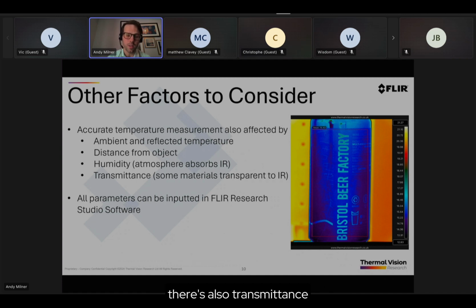There's also transmittance. So some objects are partially transparent to IR. These materials are not really appropriate usually for R&D applications, but it comes into consideration when you're looking at infrared windows to look into chambers. You would need to know the transmittance of the glass in order to compensate for any, again, attenuation on there.